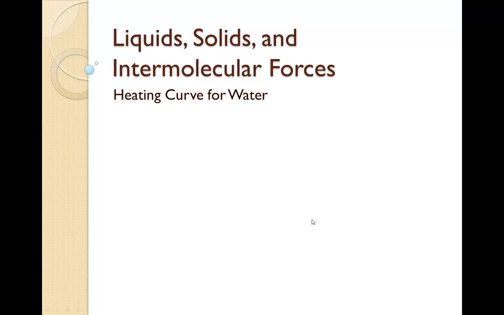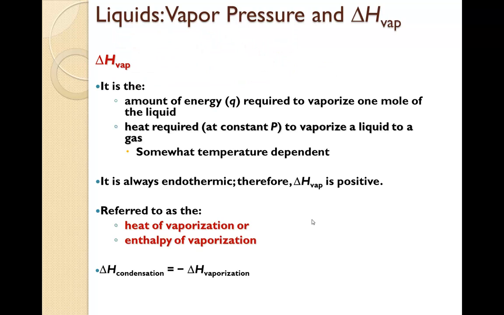In this tutorial, we will be discussing the heating curve for water. Delta H of vaporization, or delta H vap, is the amount of energy, which is abbreviated with a Q, required to vaporize 1 mole of a liquid. Heat is required at constant pressure to vaporize the liquid to a gas. In other words, you have to put energy in, which is making it endothermic. It's somewhat temperature dependent.